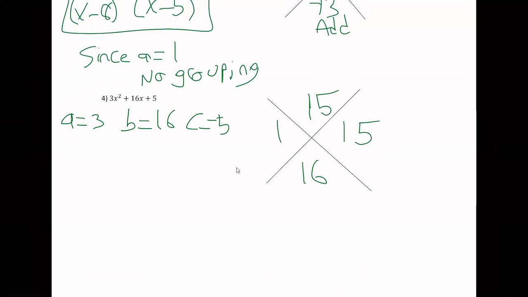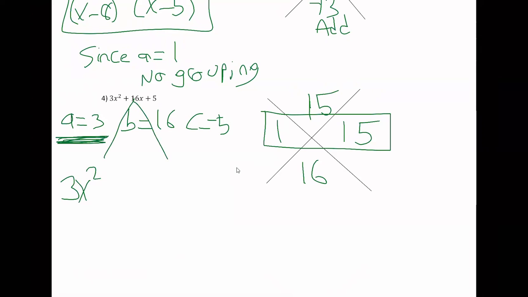Don't forget, you can always do 1 and itself. Sometimes I feel like this is an easy thing to forget. I miss it sometimes. So we can't just write our answer as x plus 1, x plus 15. Since our A is 3, it's not 1, we have to do this grouping process. So we're going to rewrite the original problem. Instead of writing 16x, I'm going to break it apart into the two factors we just got.